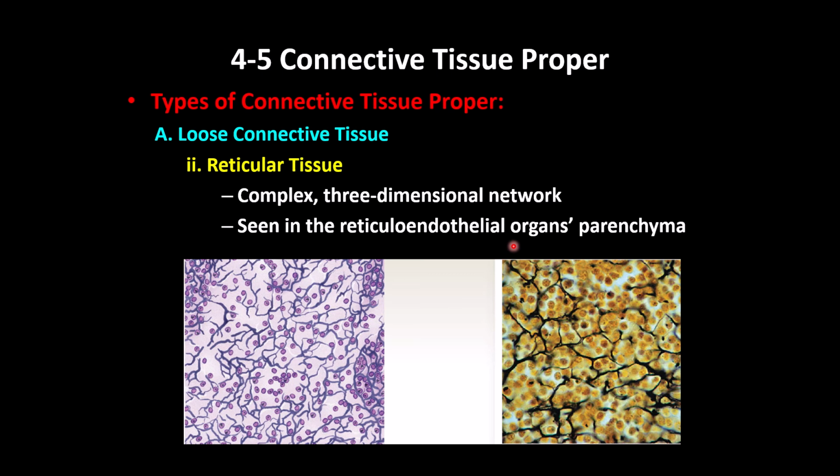The reticuloendothelial organs include the liver, the spleen, bone marrow, kidney, and also lymph nodes. For the kidneys, some books say they are part of the reticuloendothelial system, and some books do not say that, but the other four are definitely part of the reticuloendothelial organs.